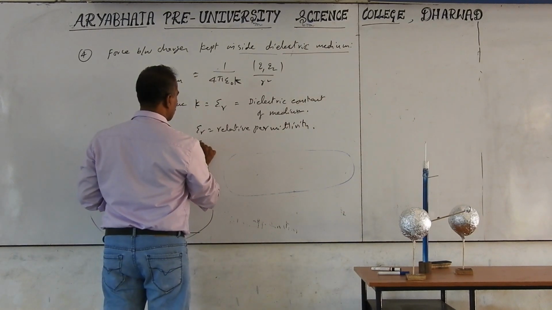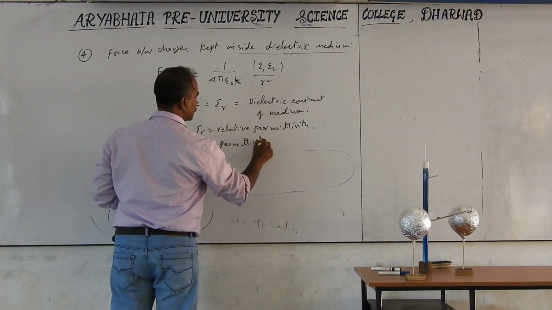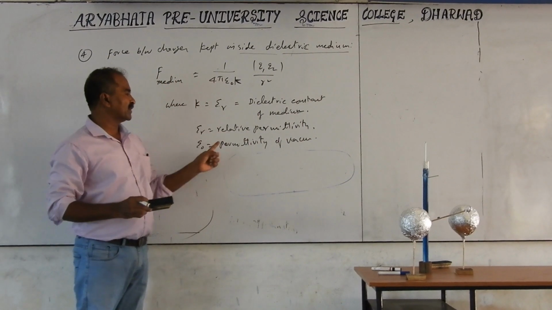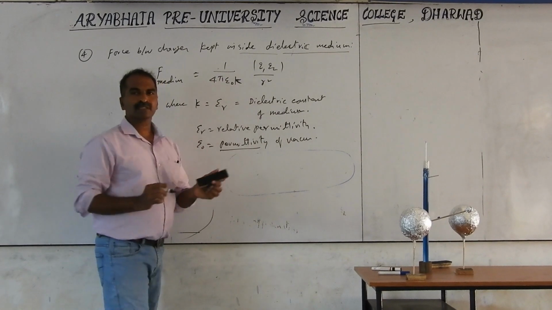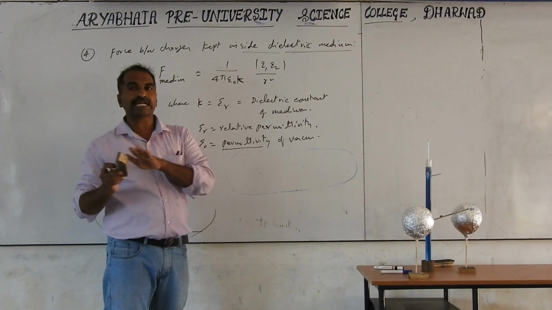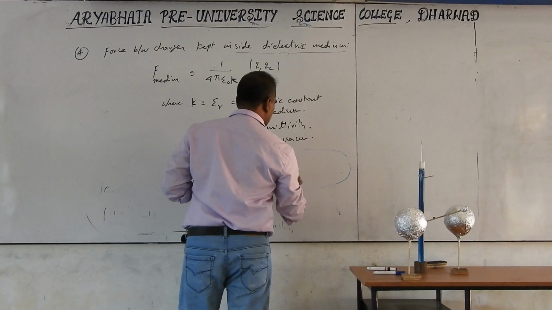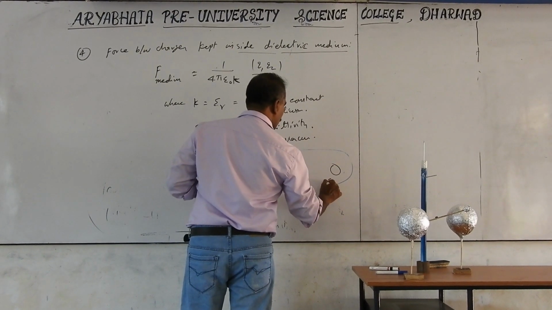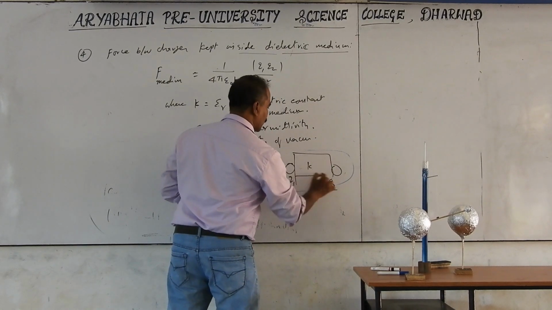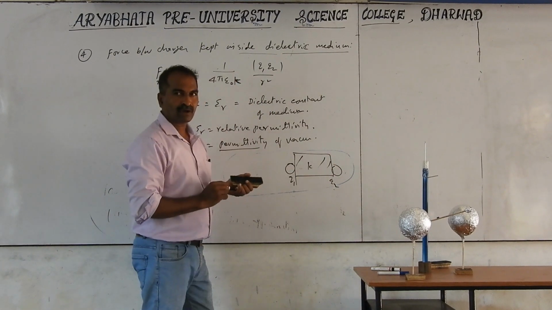Whereas epsilon naught is the permittivity of vacuum. Permittivity means the permission given for this particular medium to let the electric force or electric field act in that medium. So if I take two charges Q1 and Q2 kept in a medium, I keep a dielectric here of constant K. Let us take a dielectric of constant K, completely filled.